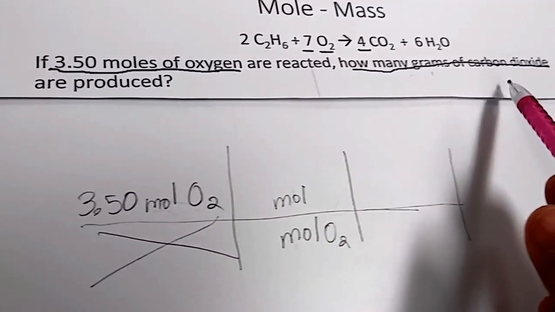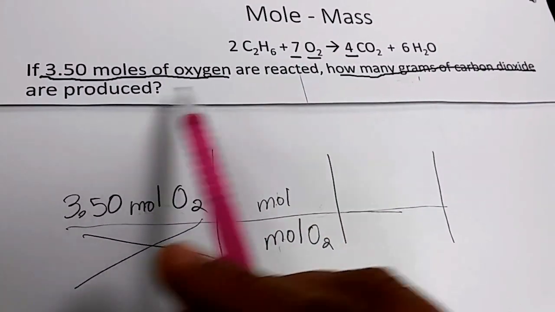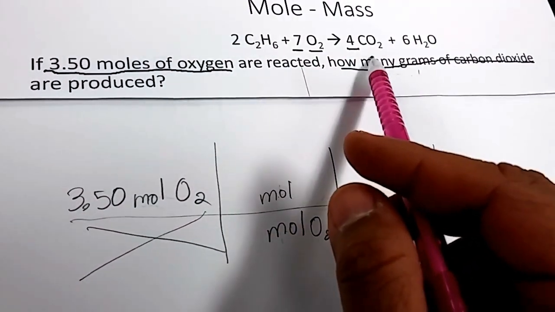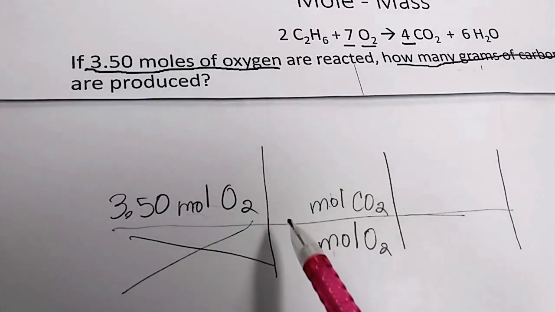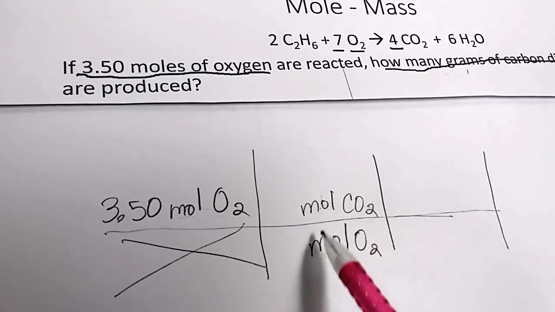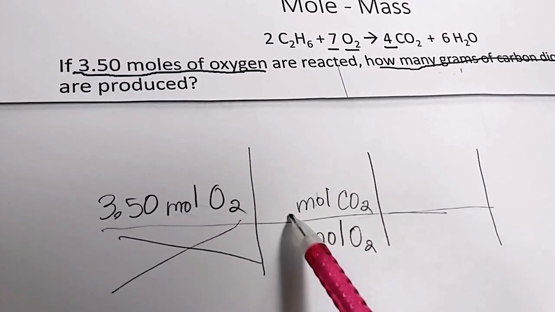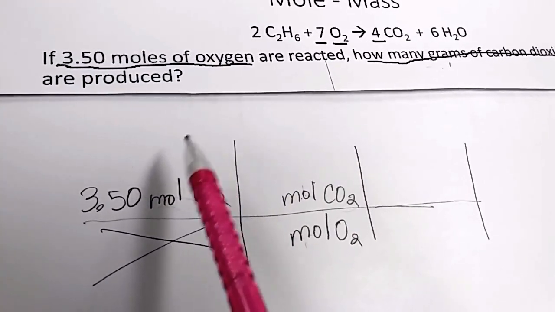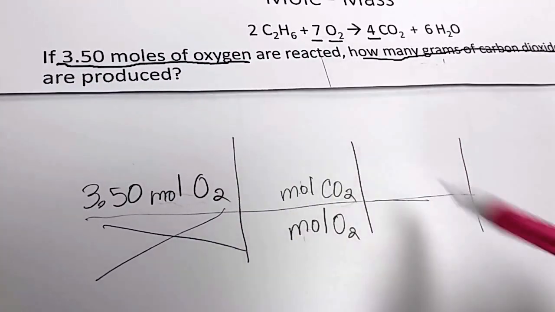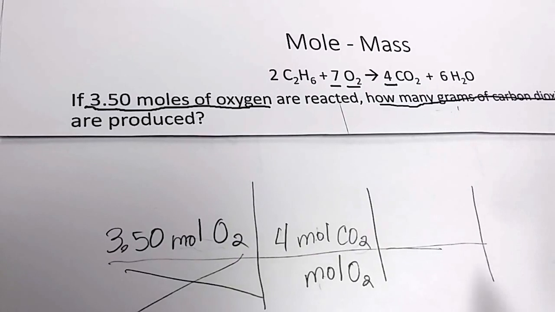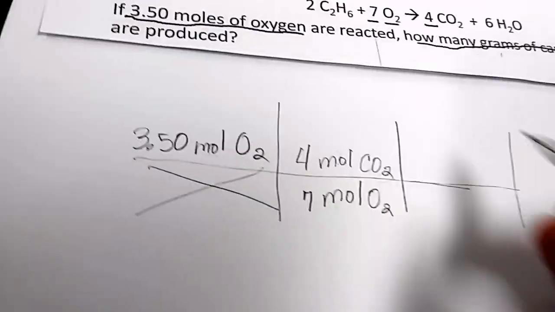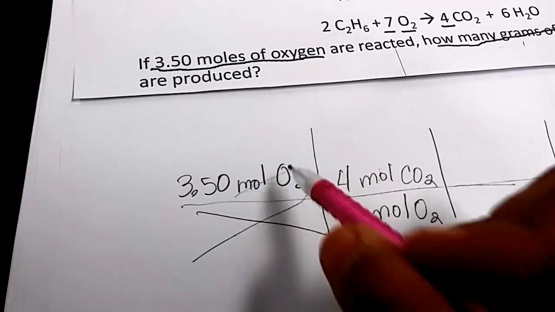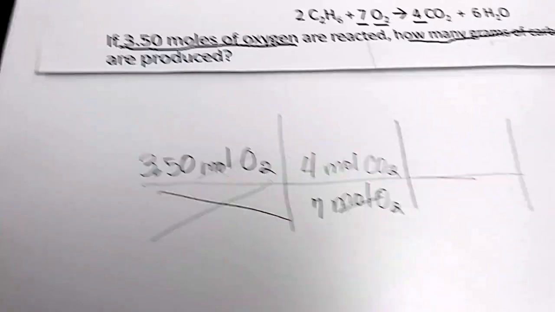In this case, it's asking for grams of carbon dioxide. So our formula for carbon dioxide is CO2. Okay, once again, when you have moles over moles, you're going to be using the coefficients that are in the balanced equation. So for CO2, it's 4, and for O2, it's a 7. And this allows us to cancel moles of O2 with moles of O2.